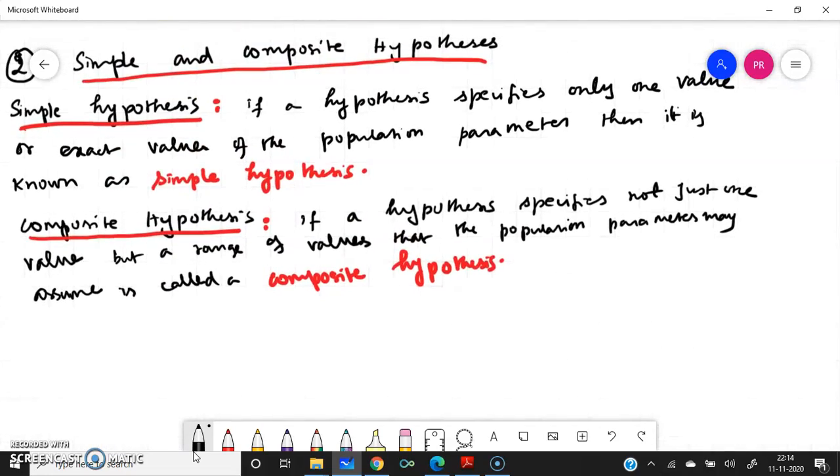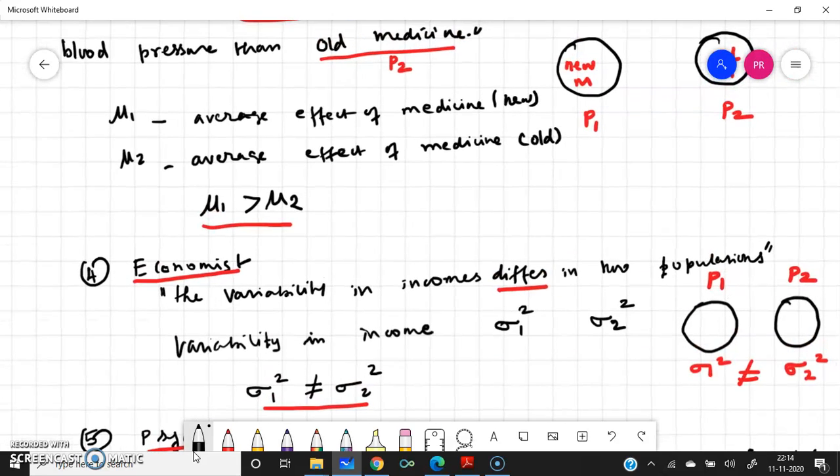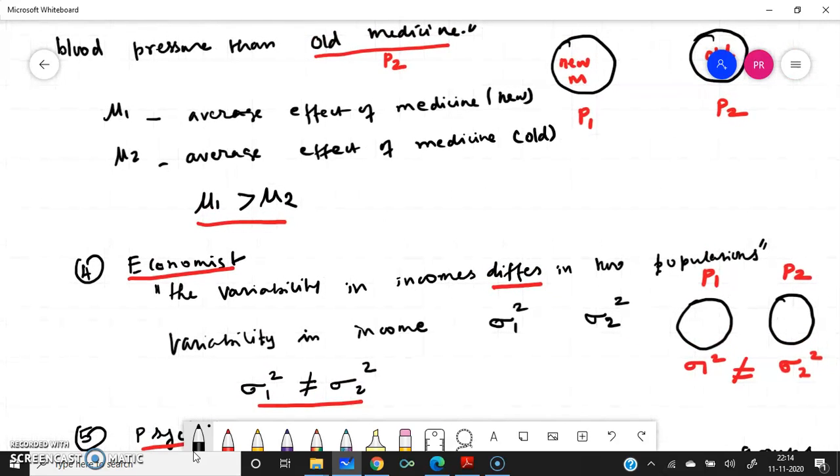So we have seen that hypothesis is divided into two parts, simple and composite hypothesis. Examples were also given: mu is greater than 200, and mu1 greater than mu2 here. This also, mu1 greater than mu2, that is mu1 minus mu2, I can write it as mu1 minus mu2 is greater than 0. So it takes a lot of values. So this is an example of a composite hypothesis.